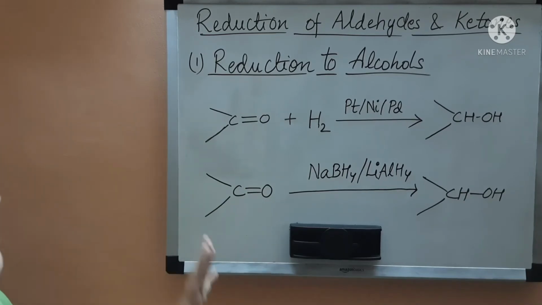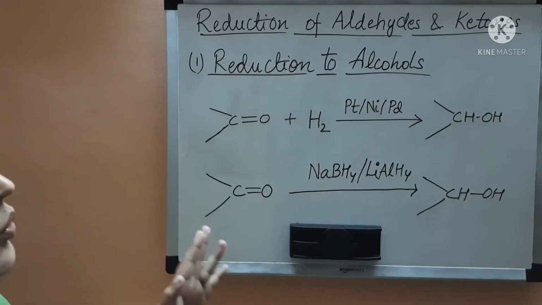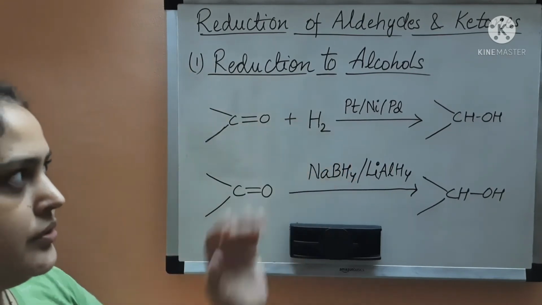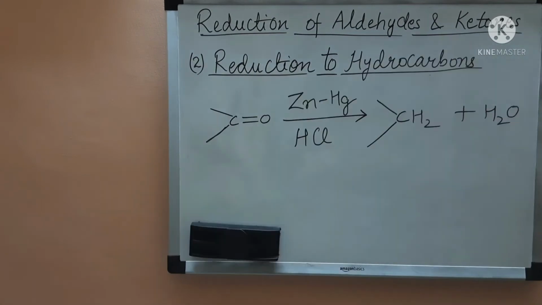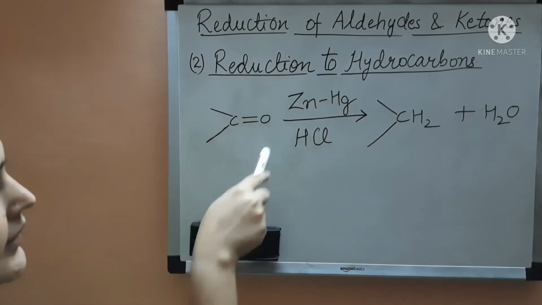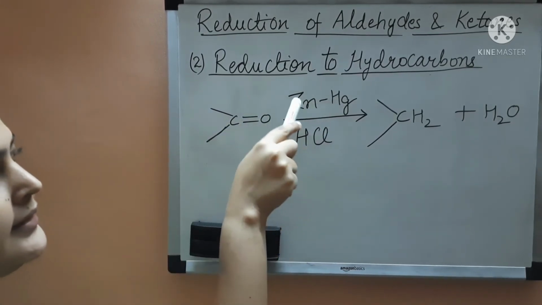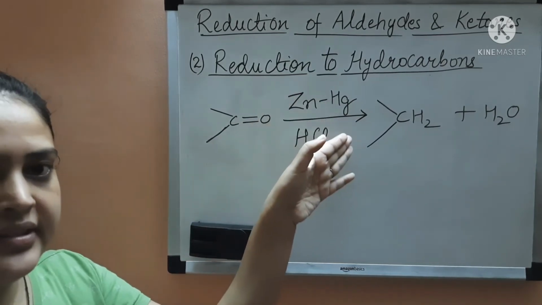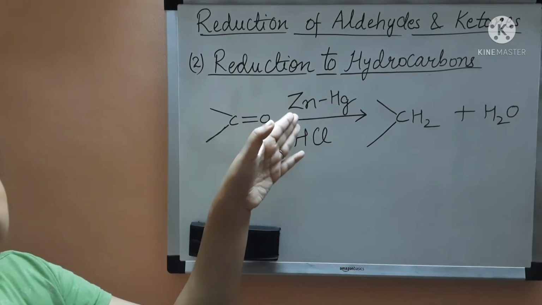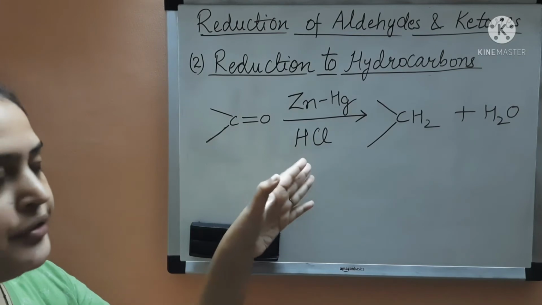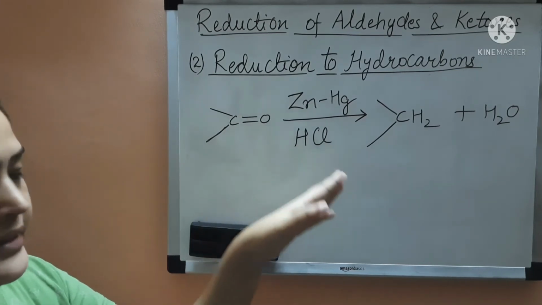Now we will see the reduction to hydrocarbons, that is, how you will produce hydrocarbons from aldehydes and ketones. So the second reaction is reduction to hydrocarbons. So we are taking an aldehyde or ketone and adding zinc amalgam. Zinc amalgam means ZnHg, where Hg is the symbol for mercury and Zn is the symbol for zinc. And it is in the presence of concentrated hydrochloric acid, that is HCl.